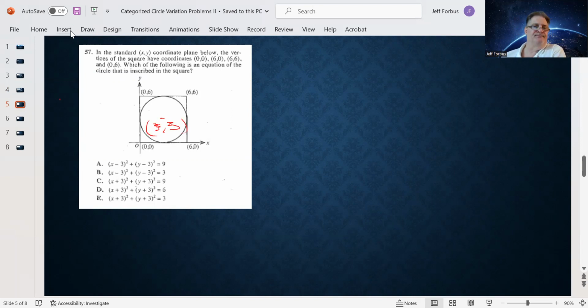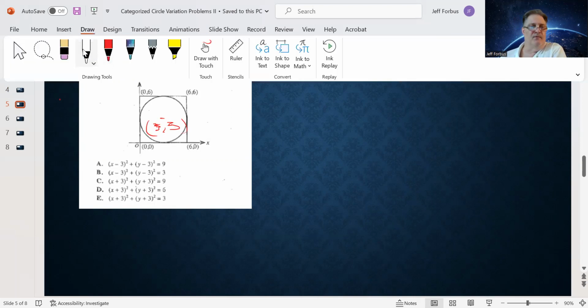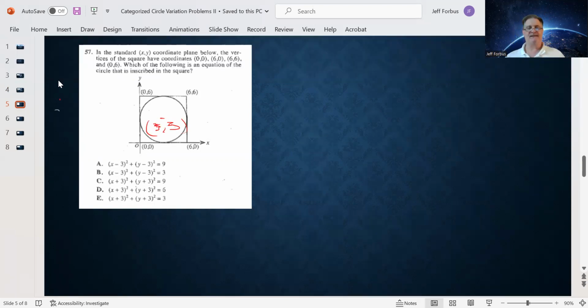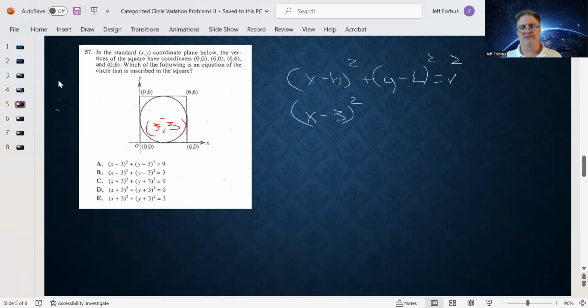That's our h, k value. And once you notice that, then this becomes very easy because again, we're going to model this equation, x minus h squared plus y minus k squared is equal to r squared. And we know the center is 3, 3, so x minus 3 squared plus y minus 3 squared is equal to, well, the radius is going to be a 3 because the center's at 3, 3, so it's going to be 9. And that's going to be our answer choice A.